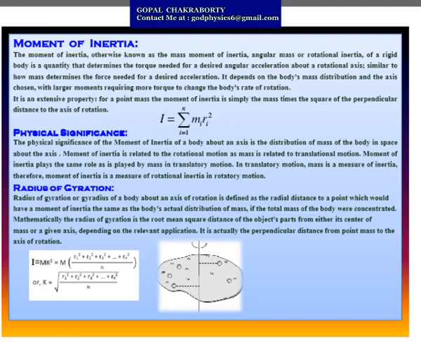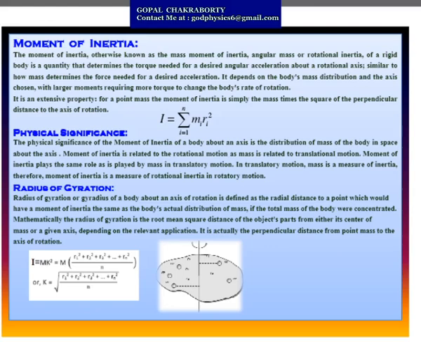Now, what is the physical significance of moment of inertia? The physical significance of the moment of inertia of a body about an axis is the distribution of mass of the body in space about the axis. So, moment of inertia is related to the rotational motion as mass is related to the translational motion.